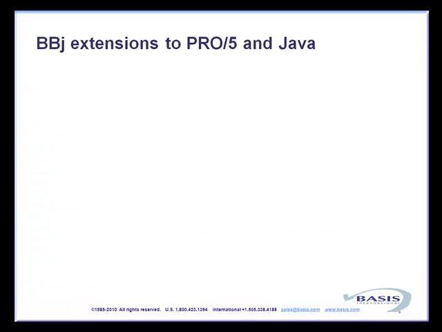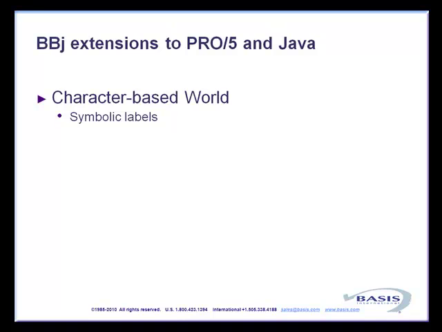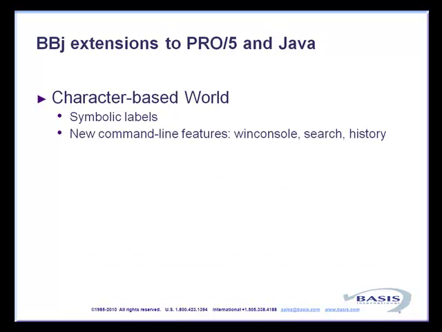So let's consider some of the benefits we gain from moving across to BBJ. What Java and BBJ extensions are there to Pro 5? It's a superset of the language. In the character-based world, the most obvious enhancements are the introduction of symbolic labels, new command line features, the ability to run the Win console, do some debugging interactively in a GUI fashion from the console, the ability to look at command search and have command history, and of course web service consumption, really nice low-hanging fruit opportunities to enhance your existing character-based solution.